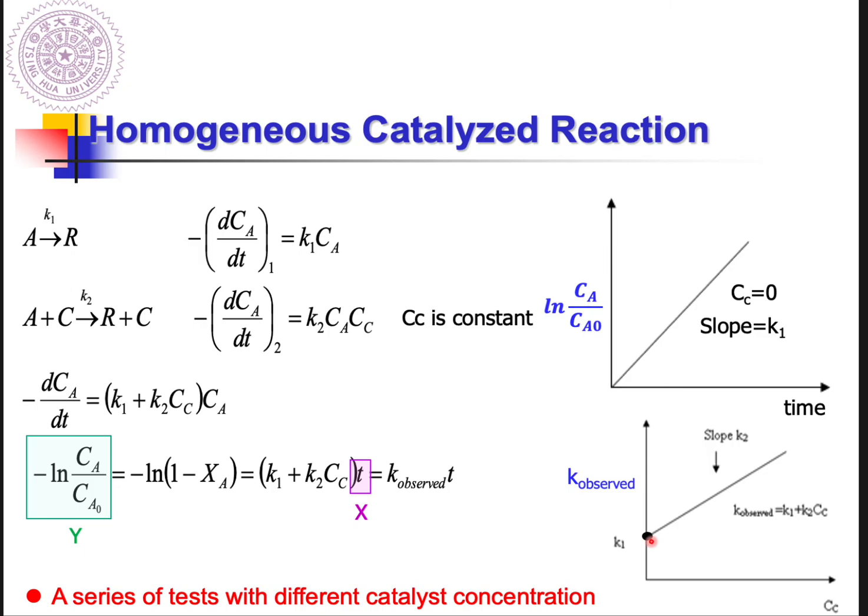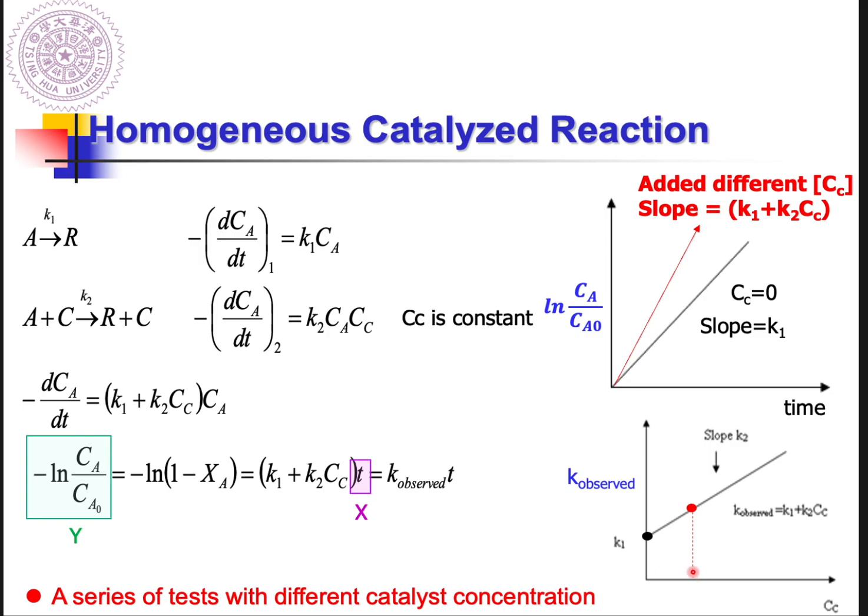Now I add a small amount of catalyst, probably 1 molar CC. Then I measure CA at five different time points, 1, 2, 3, 4, 5. After fitting, I get a slope. What does this slope belong to? It's K1 plus K2 CC. The slope is here, right? So K observed is the total slope, and the horizontal axis is the CC concentration, 1 molar.